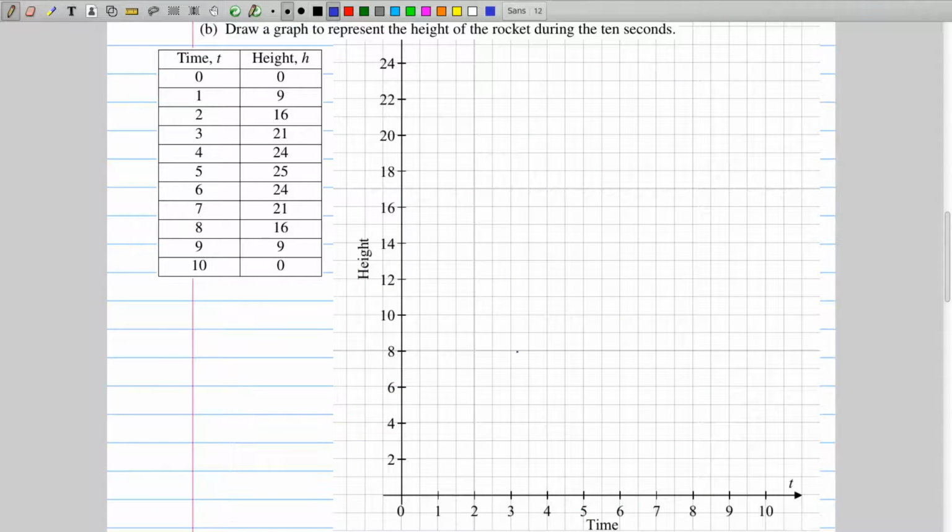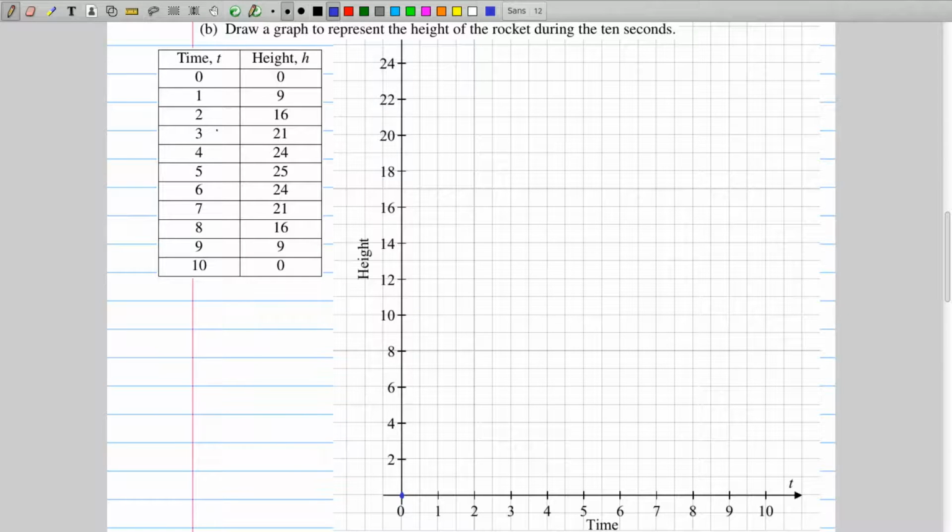Part B is asking us to use the data we just got from Part A and represent that as a graph where we have time on the x-axis and the height on the y-axis. Since we're plotting the time and height on two different axes, we can actually take these as being coordinates. For example, the first point here where we have time is 0 and the height is 0 at the same point. The coordinate version of that is (0, 0), which is right here.